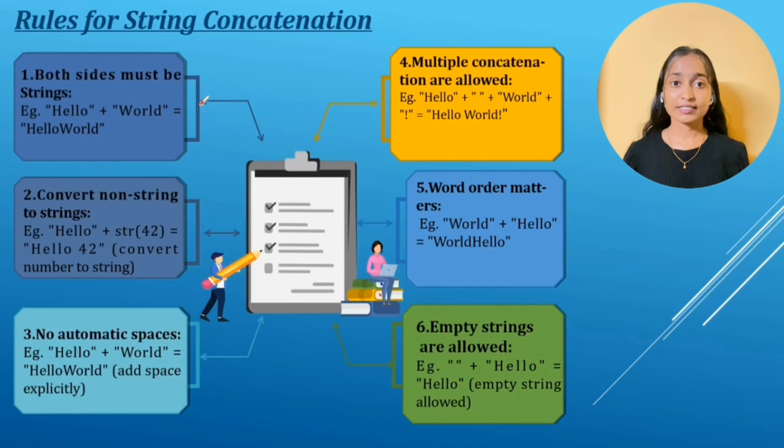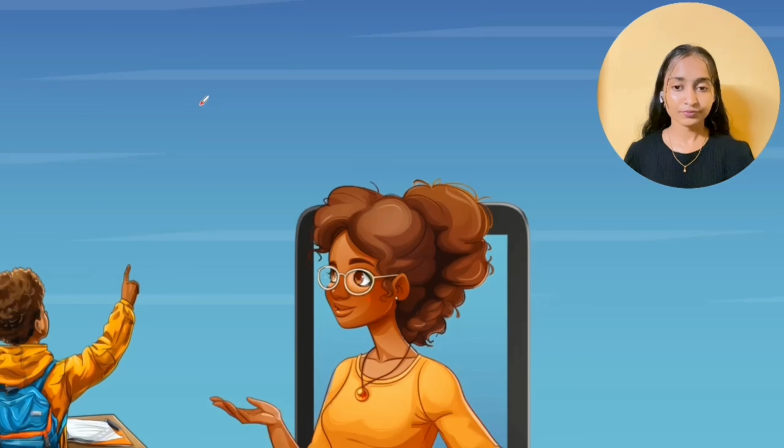The sixth rule says empty strings are allowed. An empty string can be concatenated with another string. So in the example, when an empty string is concatenated with the word hello, it simply returns the word hello. The empty string does not affect the result.